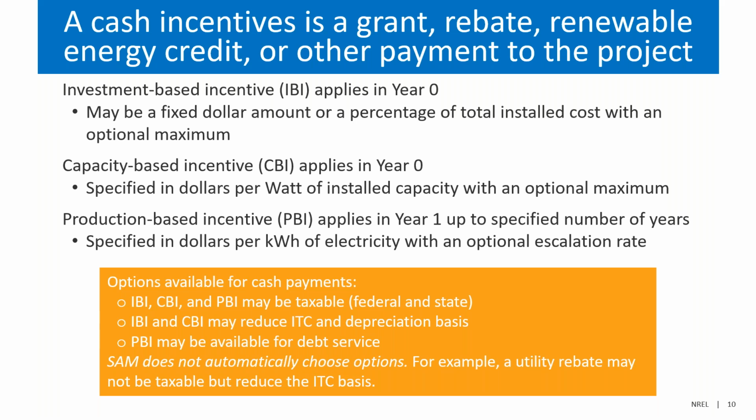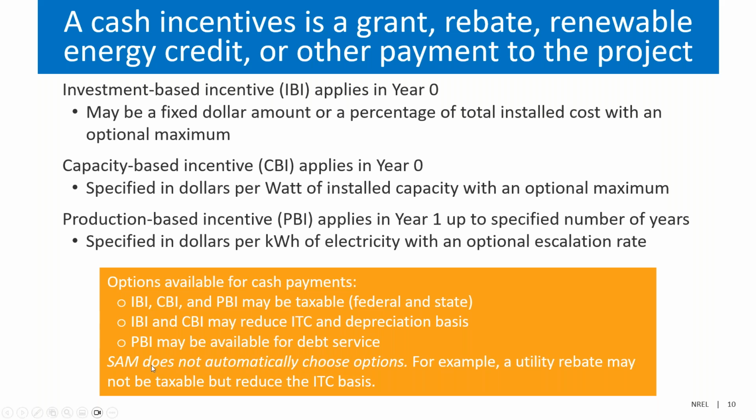The IBI you can specify as a fixed dollar amount or as a percentage of the total installed cost. And the CBI is specified as $1 per watt of installed capacity. And then a production-based incentive, PBI, applies in year 1 up to the specified number of years, and it's specified in dollars per kilowatt hour of electricity.